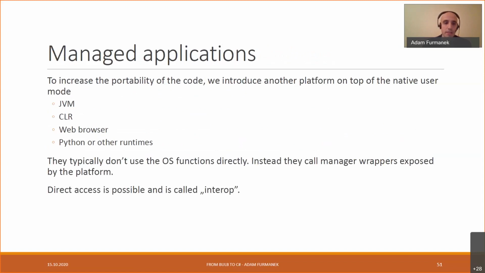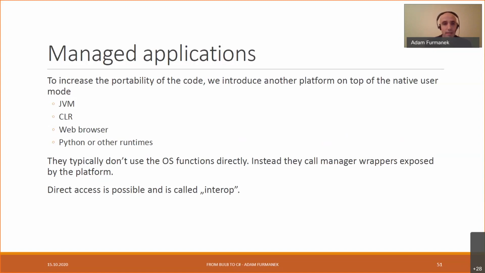So we build a managed platform like Java Virtual Machine, CLR for .NET, or a web browser or Python virtual machines or whatever else. They typically cover all the operating system functions and APIs with the managed API. So then programmers typically don't want to or don't need to access the low-level operating system APIs, right? We can do the interop thingies, but we typically don't need to because .NET covers all of that.